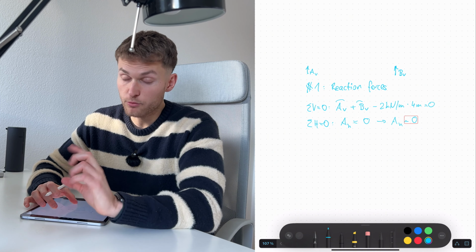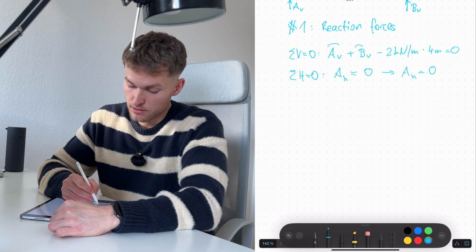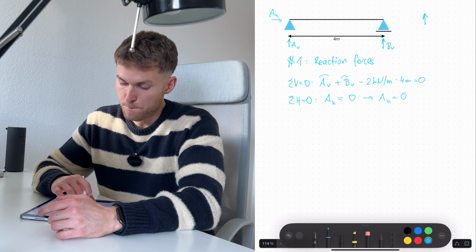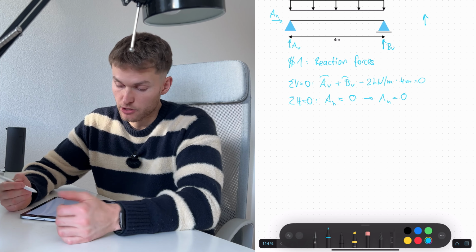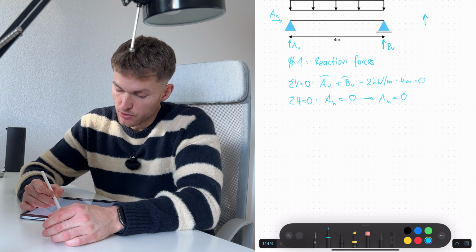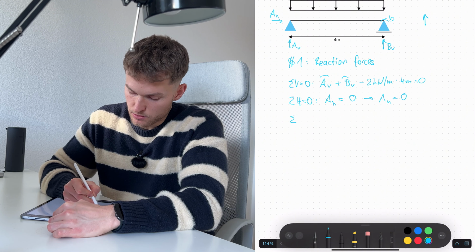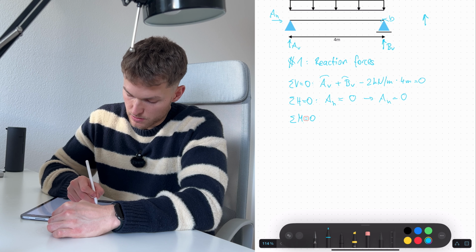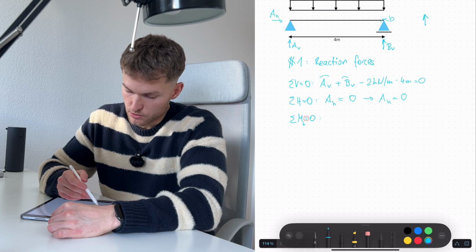Now we have one more equation, and that is the moment equilibrium. And we have to choose a location for that. Let's say we do it in point B. So moment equilibrium in B equals 0.